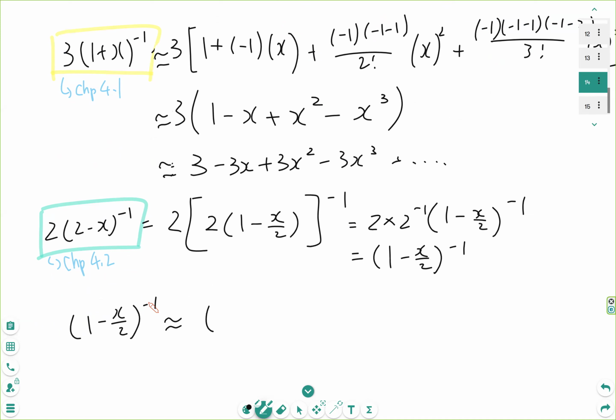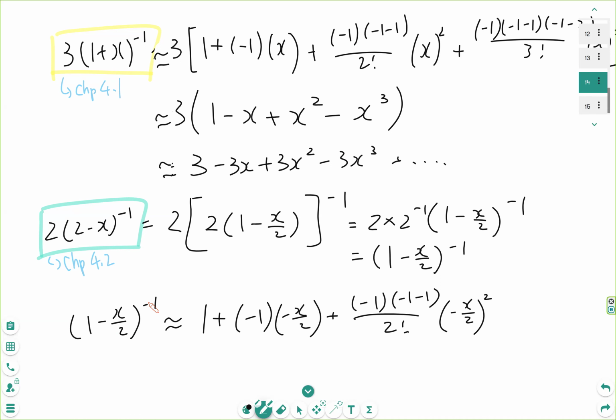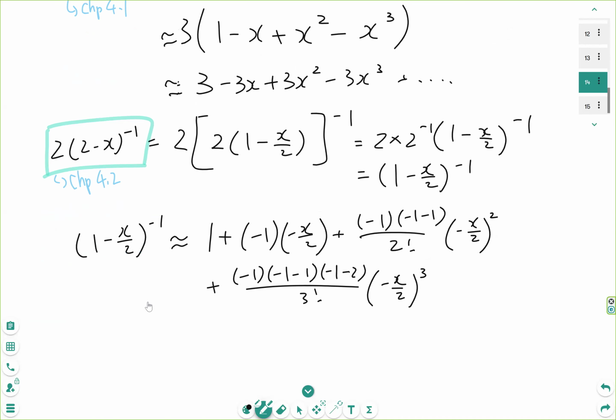So it will be 1 plus nx, so 1 plus n times x minus x over 2, plus n times n minus 1 over 2 factorial times x squared, don't forget the negative, and plus n times n minus 1 times n minus 2 over 3 factorial times x cubed, don't forget the negative over 2. So now put in a calculator. You should get 1 plus x over 2 plus a quarter x squared plus 1 over 8 x cubed.